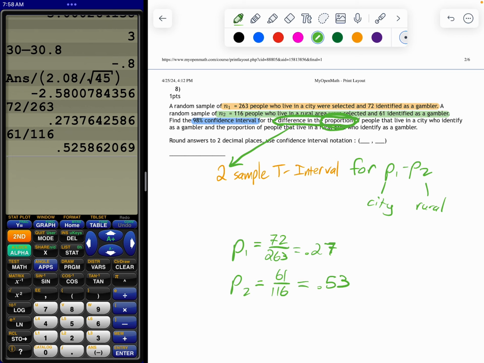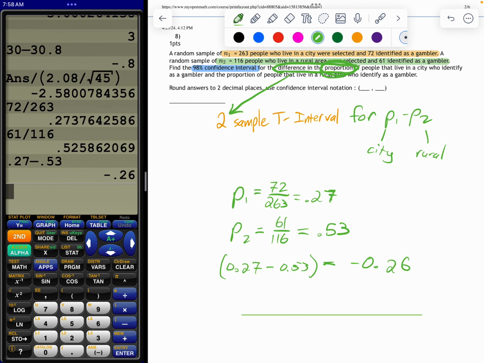I'm just trying to look here before I go. I think I'm going to do city minus rural. So in other words, I'm going to do 0.27 minus 0.53, doing as much as I can without using the calculator. So my interval is going to be centered at negative 0.26, the middle of it, and then it'll have endpoints, obviously. We'll get the margin of error from the calculator, and it will find how far we go either way.